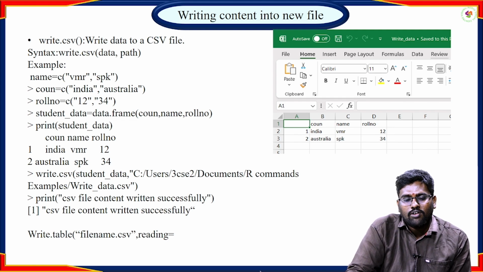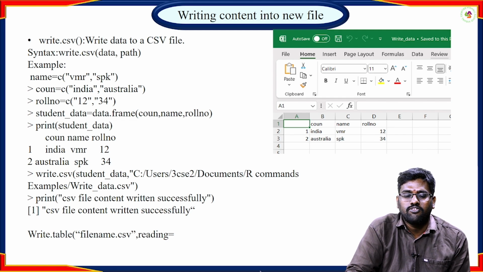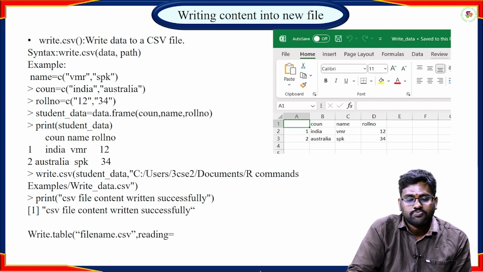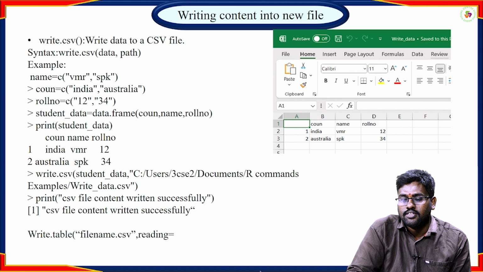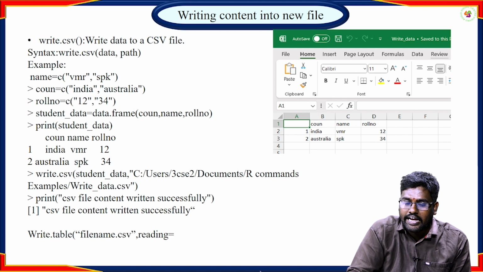Now I want to add this name, country and roll number into the new file. For that I write write.csv of the particular attribute student_data, comma, the path C:/Users/CSE2/Documents/commands/examples, inside that write_data.csv. Whenever we execute this, the write_data.csv file will be created, and in the write_data.csv file the values will be inserted.